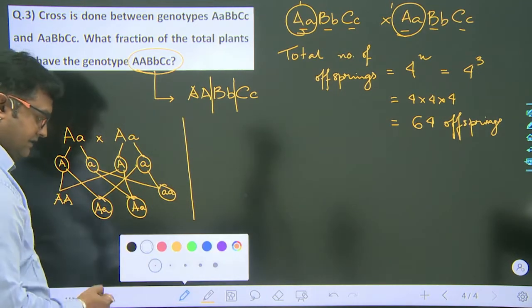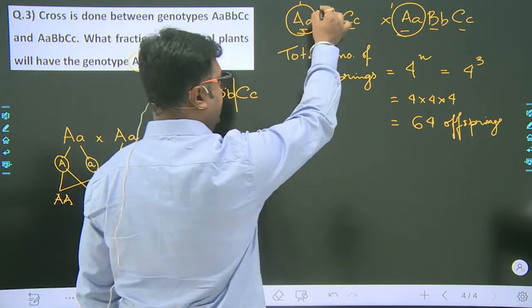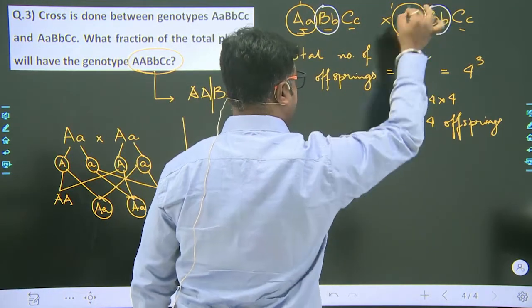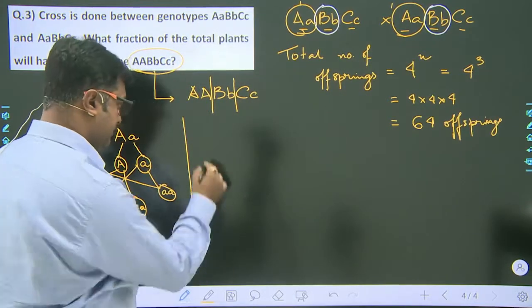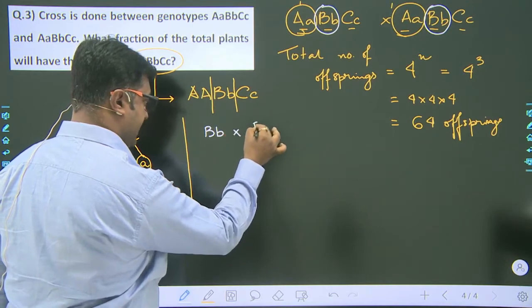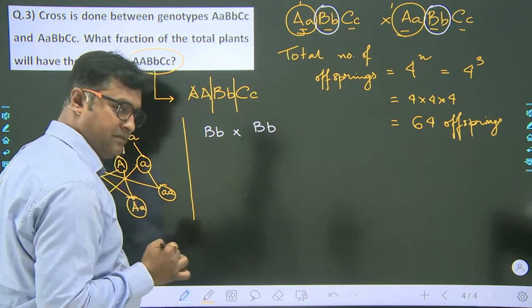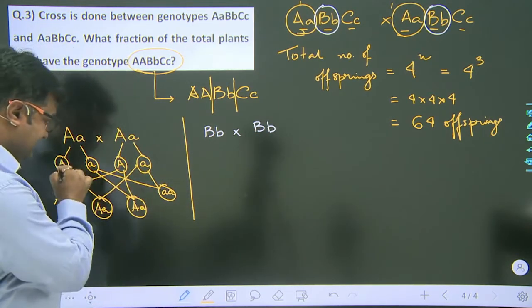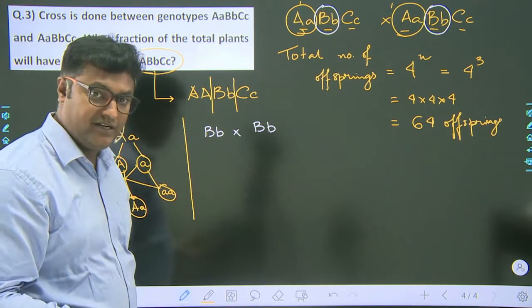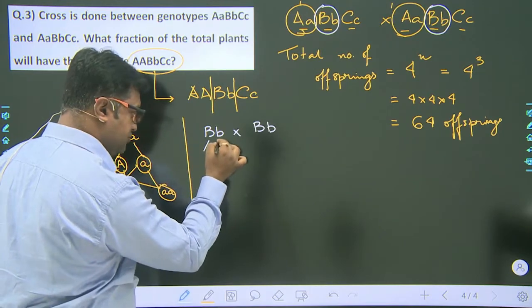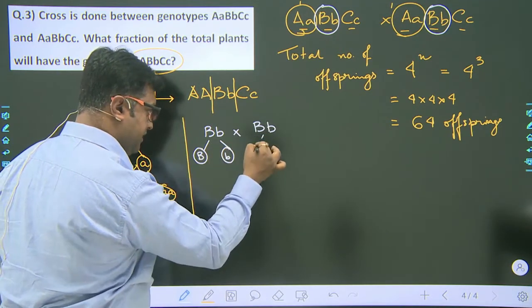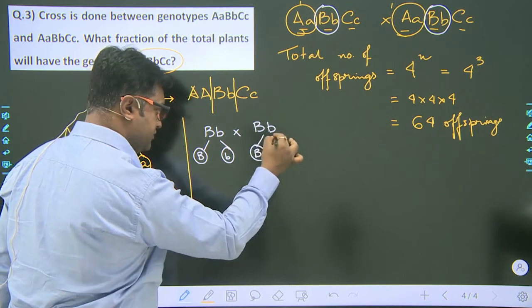Now, let us do the second cross between capital B, small b and capital B, small b. So, here also the same thing will be appearing since these are all in the heterozygous condition. So, here we will be having two gametes, capital B, small b. Here also capital B, small b.